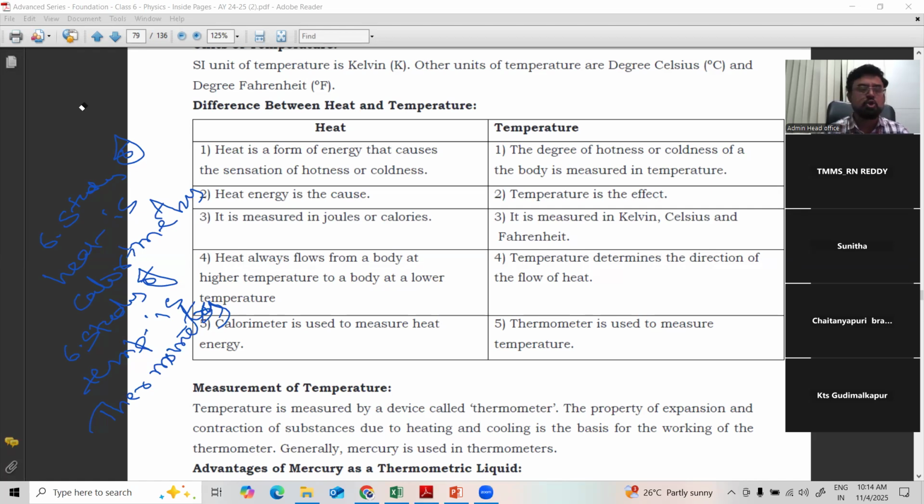A calorimeter is used to measure heat energy. Thermometer, you know very well, we discussed it, is used to measure the temperature. Sixth point, study of heat is calorimetry. Study of temperature is thermometry. Calorimetry and thermometry.